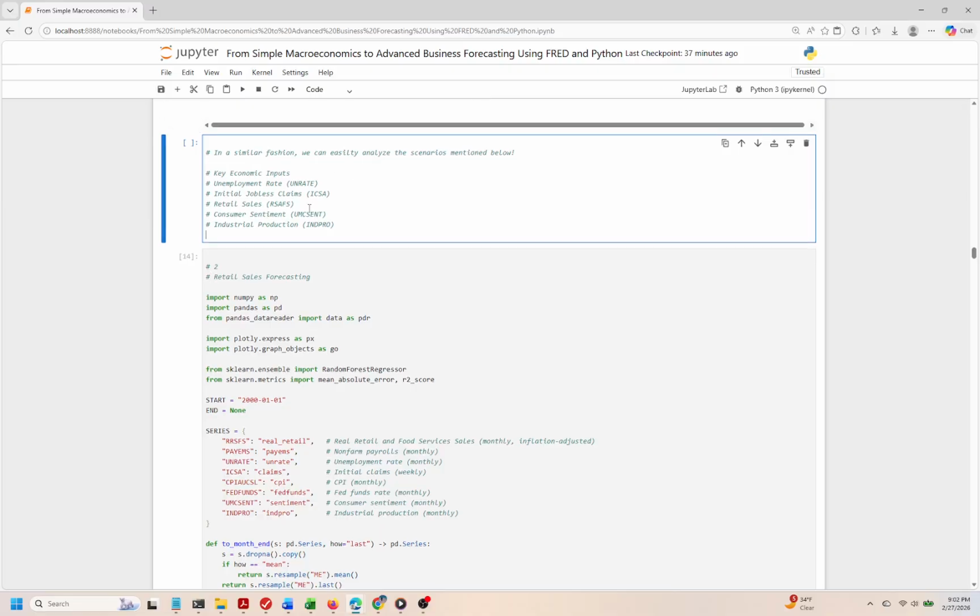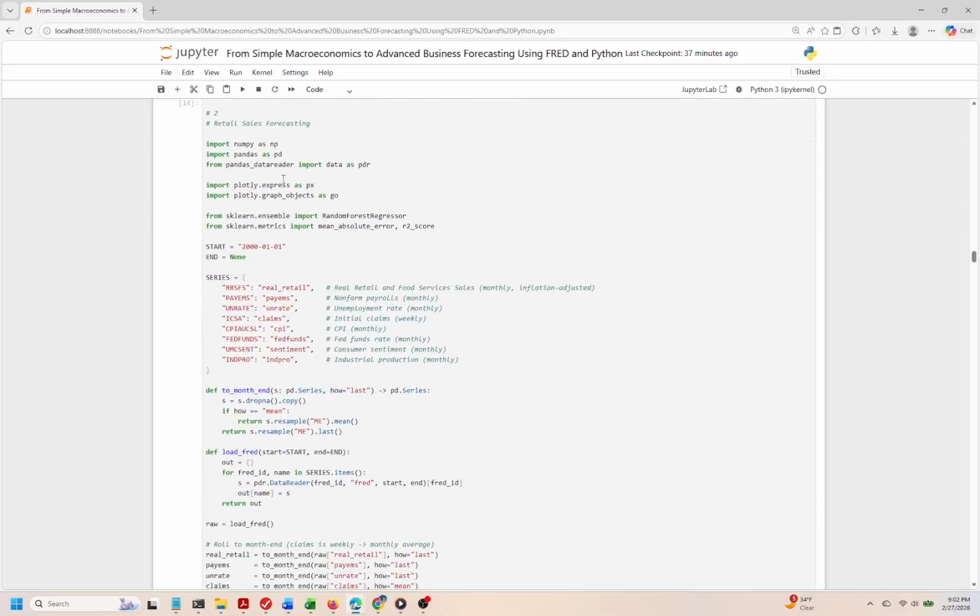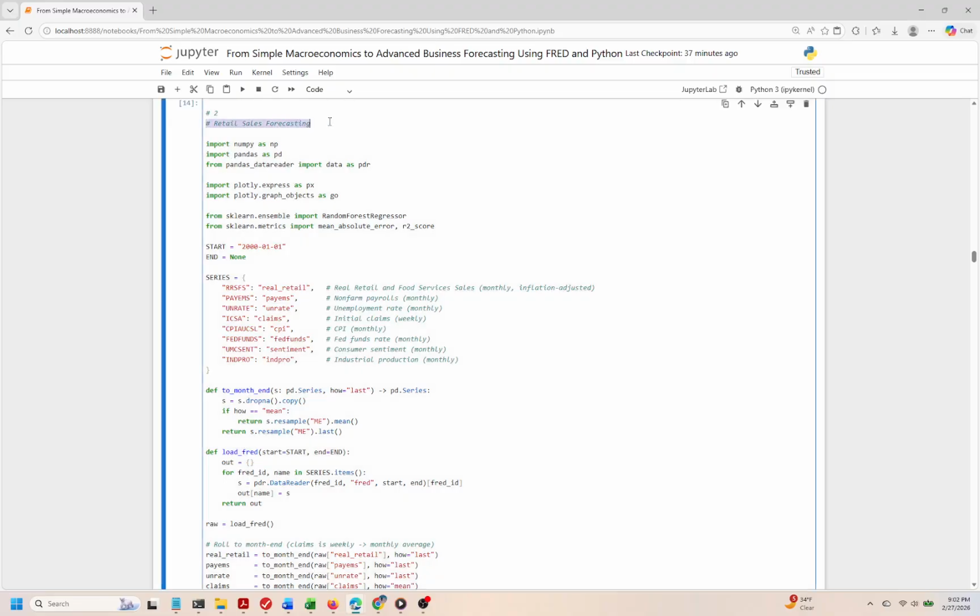In this cell, we're diving into the crucial task of retail sales forecasting, which is essential for businesses to make informed decisions regarding inventory and resource allocation. We start by preparing our data, importing various economic indicators that will help us gain insights into retail sales trends over time. The logic here revolves around collecting and processing data from multiple sources. We utilize a dictionary to map various indicators, such as real retail sales, unemployment rates, and consumer sentiment, each identified by a corresponding code. This organization makes it easier to manage and retrieve the data we need.